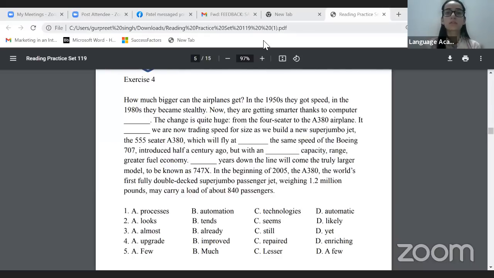All right, let's start the discussion. This says, how much bigger can the airplanes get? In the 1950s, they got the speed. In the 1980s, they became stealthy. Now they're getting smarter thanks to computer dash.